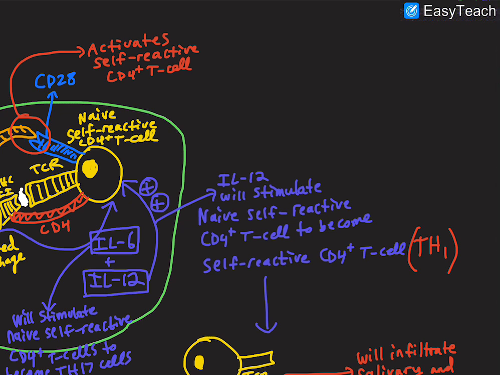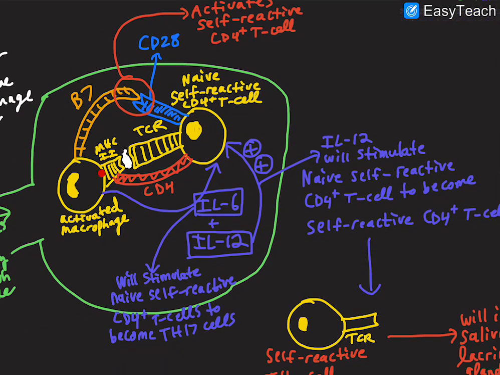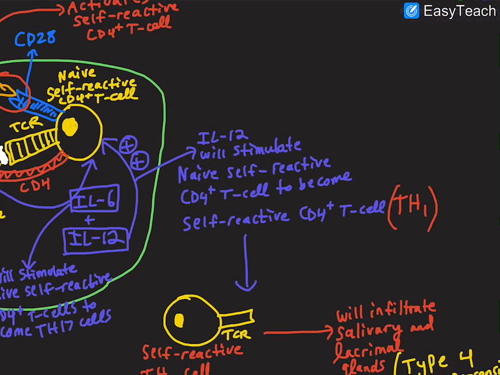So we're going to have self-reactive helper T cells, the Th1 subtype, due to interleukin 12 released by your what? Antigen presenting cells. Now, this macrophage or antigen presenting cell can also release interleukin 6, which can stimulate your naive self-reactive CD4 T cells to differentiate into T helper 17 cells, right? The Th17 subtype of your CD4 T cells. So now we have two subtypes. We have a bunch of Th17 cells and a bunch of Th1 cells, right?